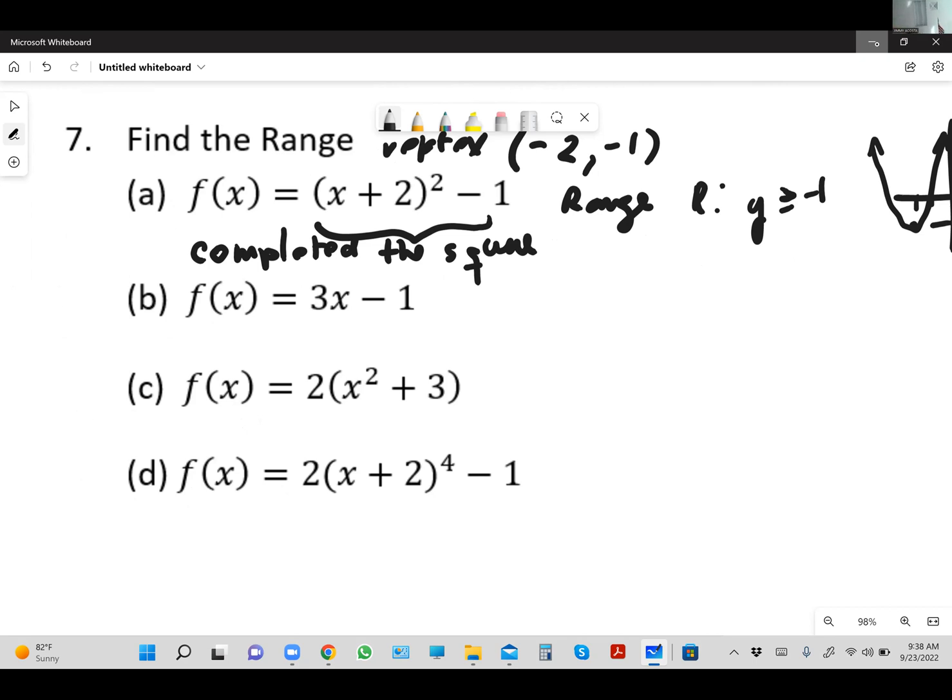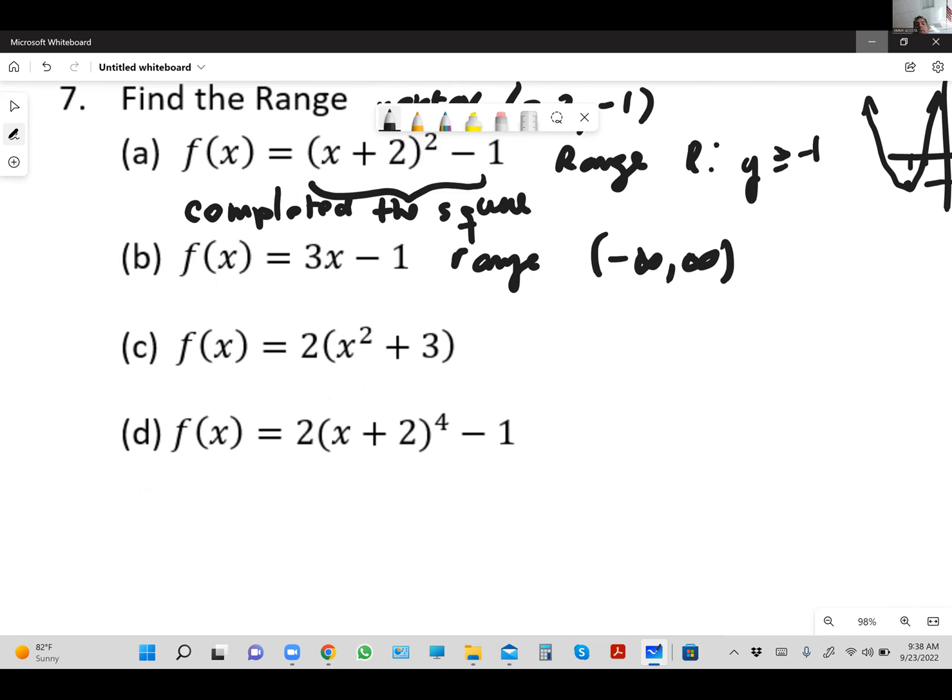The next one is a line. What's the range of a line? Yeah, -infinity to +infinity. Yay or nay? Yay. Okay. What about the next one?